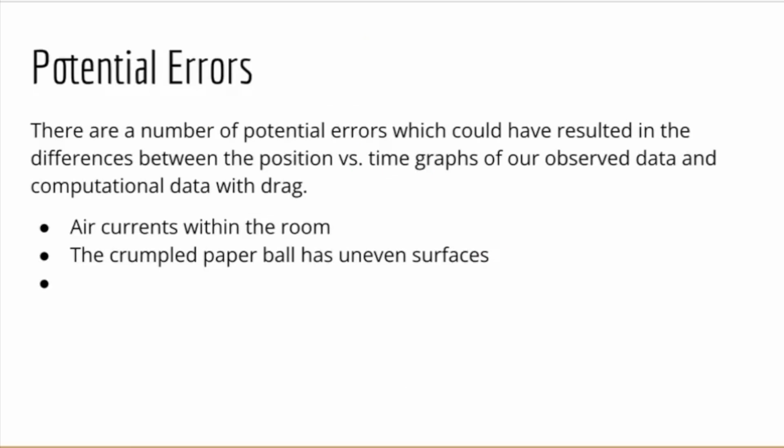Potential errors. There are a number of potential errors which could have resulted in the differences between the position versus time graphs of our observed data and computational data with drag. Some include the air currents within the room, which could have blown the ball a little bit in the x direction or even y direction and affected our position versus time model. Also, the crumpled paper ball has uneven surfaces, which could have affected its motion.